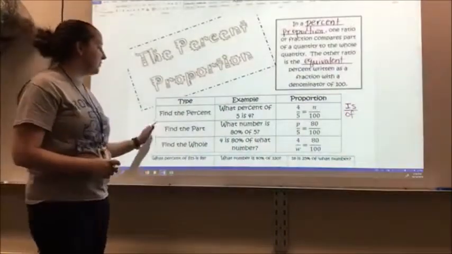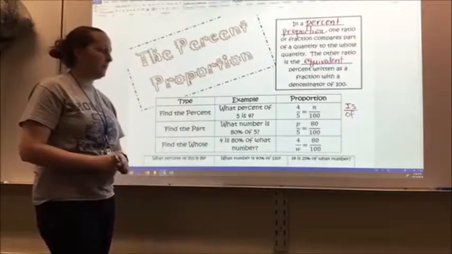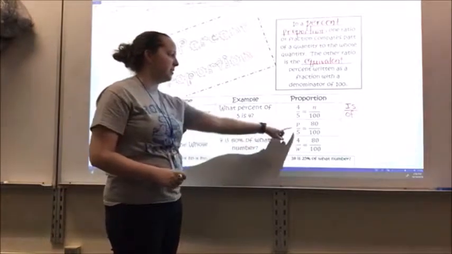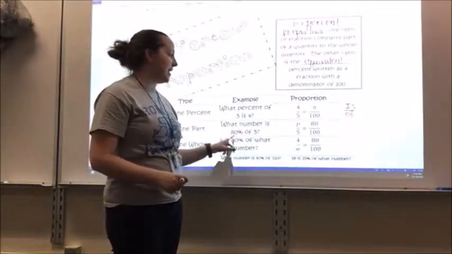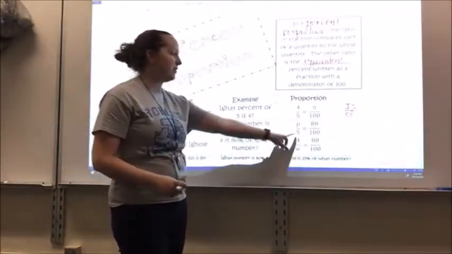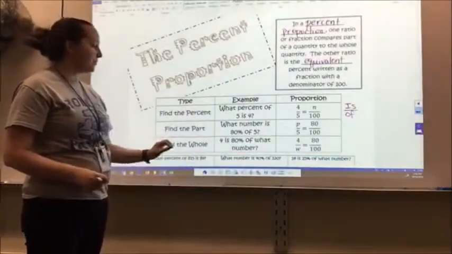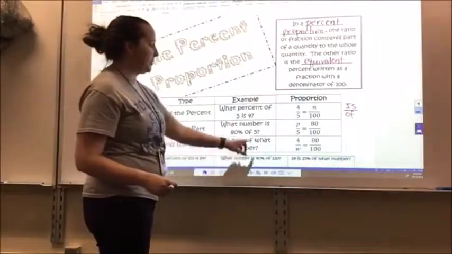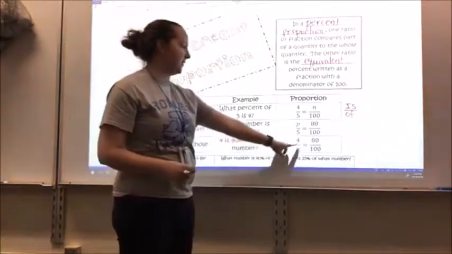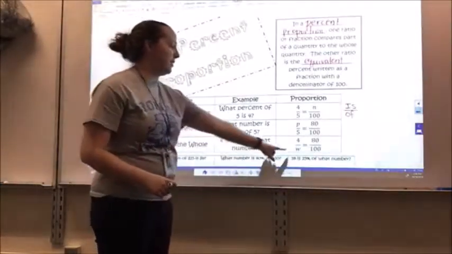I can do the same thing for find the part. What number is 80% of 5? I don't know what number is, it's right before is, P. 80%, percents are always over 100 when dealing with fractions, so 80 over 100 of 5. Of, remember, 5 is in the bottom. Then find the whole: 4 is 80% of what number? 4 is right attached to is. 80% is again 80 over 100, and W is the number.